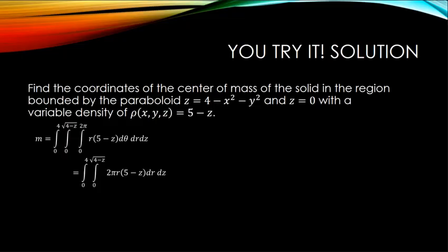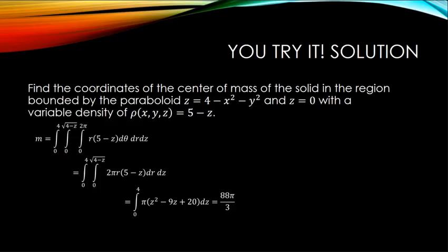I'm left with the integral from 0 to 4 of the integral from 0 to the square root of 4 minus z of 2 pi r times the quantity 5 minus z dr dz. I finally compute the outer integral, the integral from 0 to 4 of pi times the quantity z squared minus 9z plus 20 dz. This gives me 88 pi over 3.